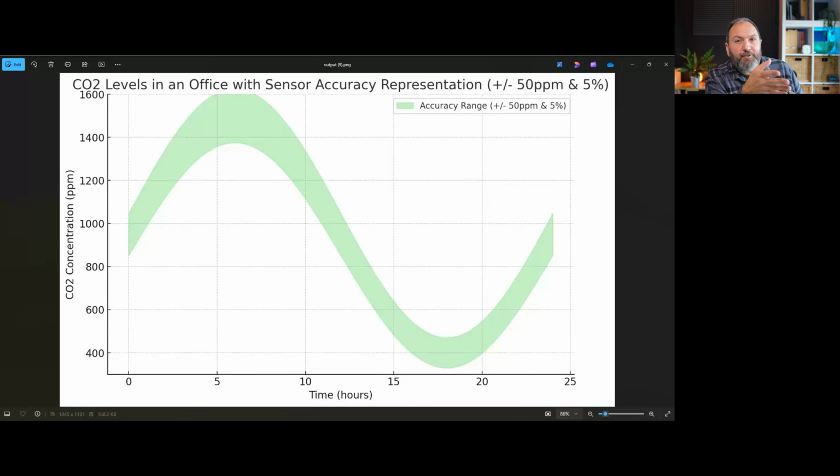So if we were looking at a graph like this, for example, that truly represented the accuracy of a sensor, maybe it would change our framing of what we were describing as a risk in that space.